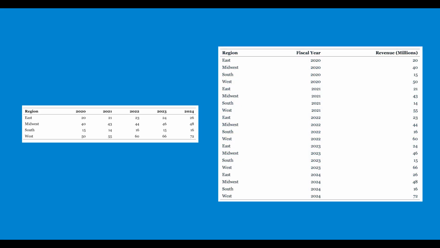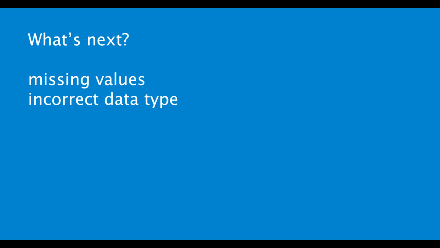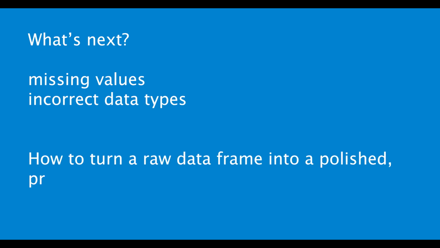We covered a lot of ground here. You now know how to reshape data between wide and long formats using unpivot and pivot, and how to create new columns in both pandas and Polars. These are the transformation tools you'll reach for most often. In the next video, we'll tackle the messy side of real-world data, missing values, incorrect data types, and how to turn a raw data frame into a polished, presentable table.